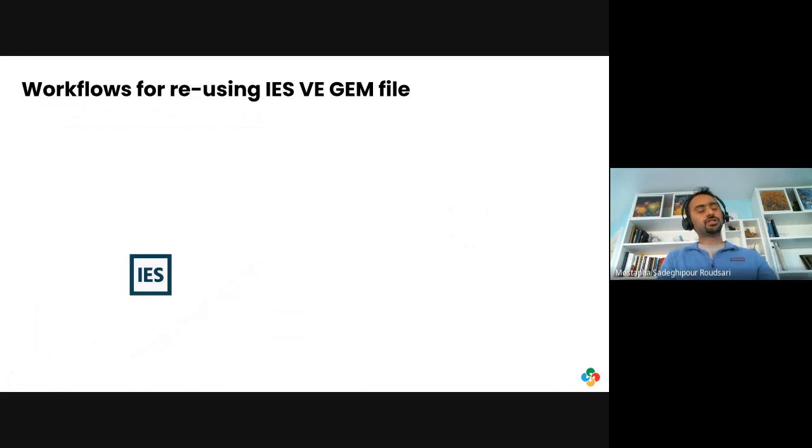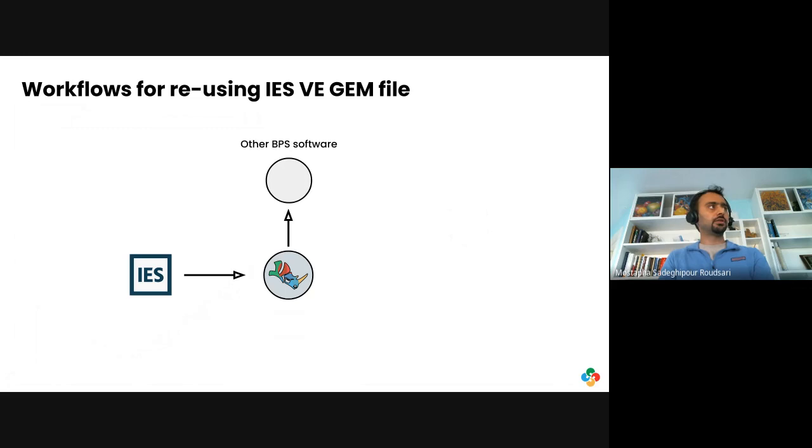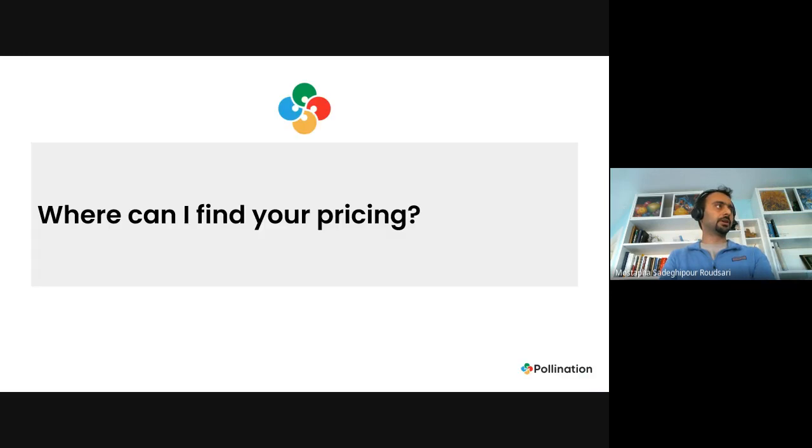For reusing your gem files, if you have gem files that you want to use, you can go to Rhino, and then from Rhino, you can go to all the other BPS, building performance simulation software that we support. And you can go to Grasshopper and go from there. Or actually, you can go from Grasshopper back to Rhino and go from there if you want.